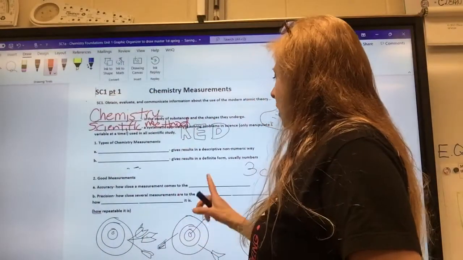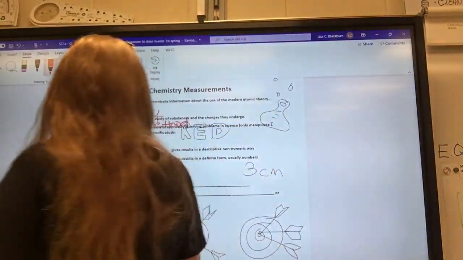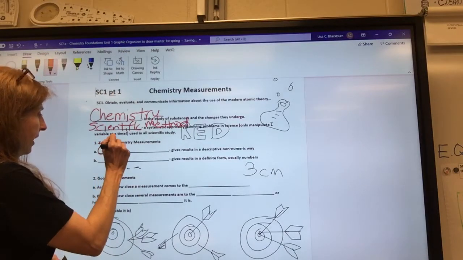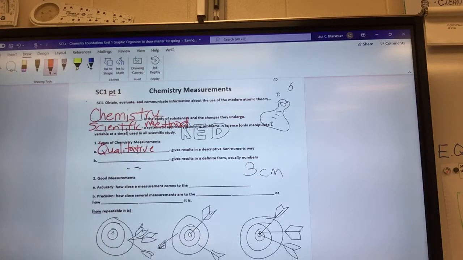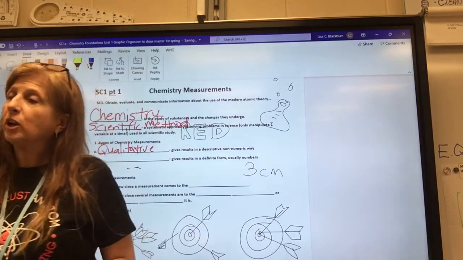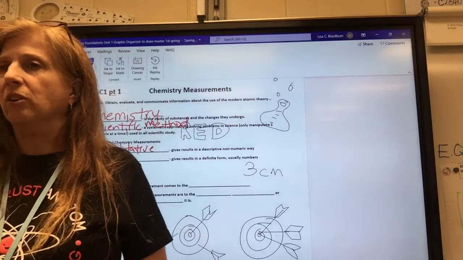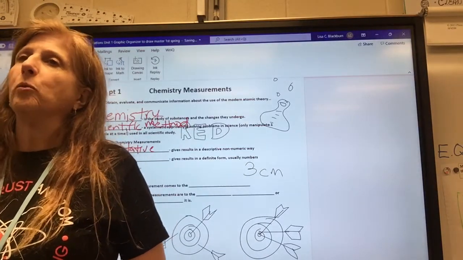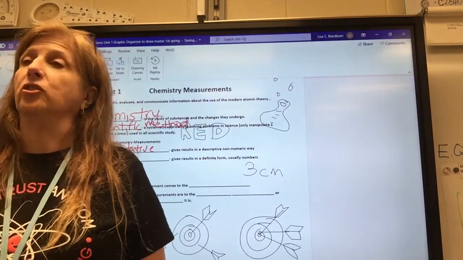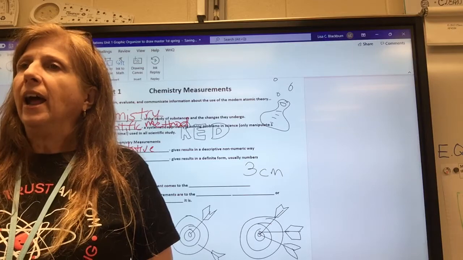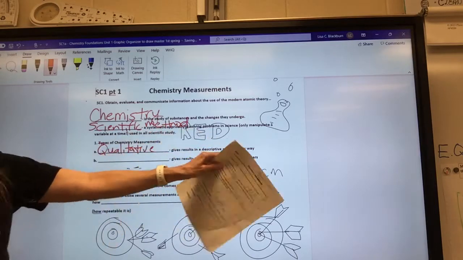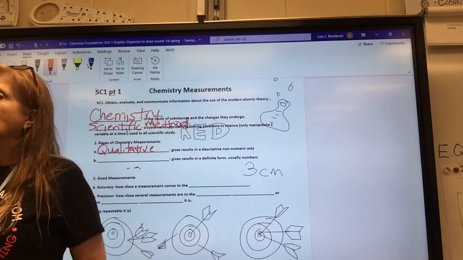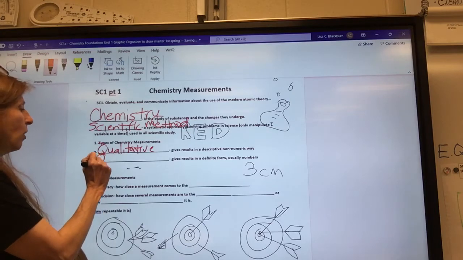Okay, now we have 2 words for measurement. The first one is qualitative, which gives the results in a descriptive, non-numeric way. It's what you did when we looked at the candle and the sewer lice. You didn't weigh anything, you didn't measure anything, but you wrote down the color and things like that. So that is a qualitative measurement. What is it called when it has numbers? Quantitative, because it's like that word quantity.